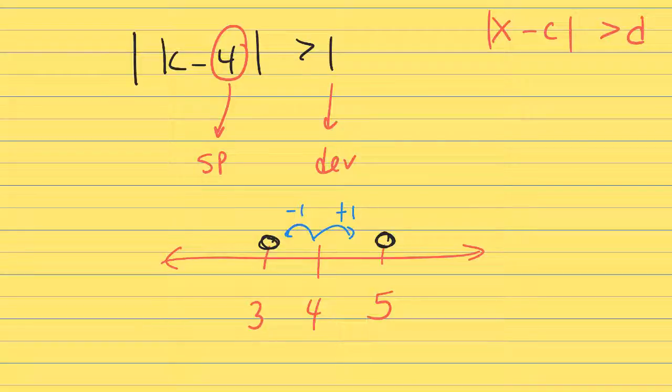I take a number like 2 over here. 2 minus 4 is negative 2. Absolute value of negative 2 is positive 2. Positive 2 is greater than 1, so this region is also true.